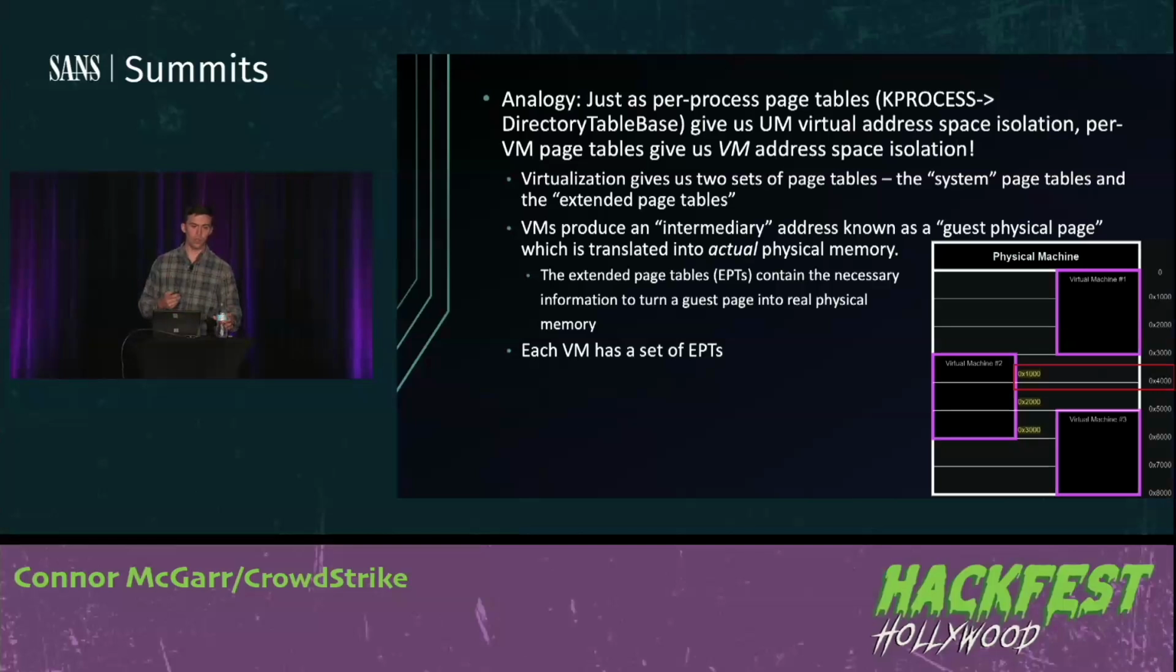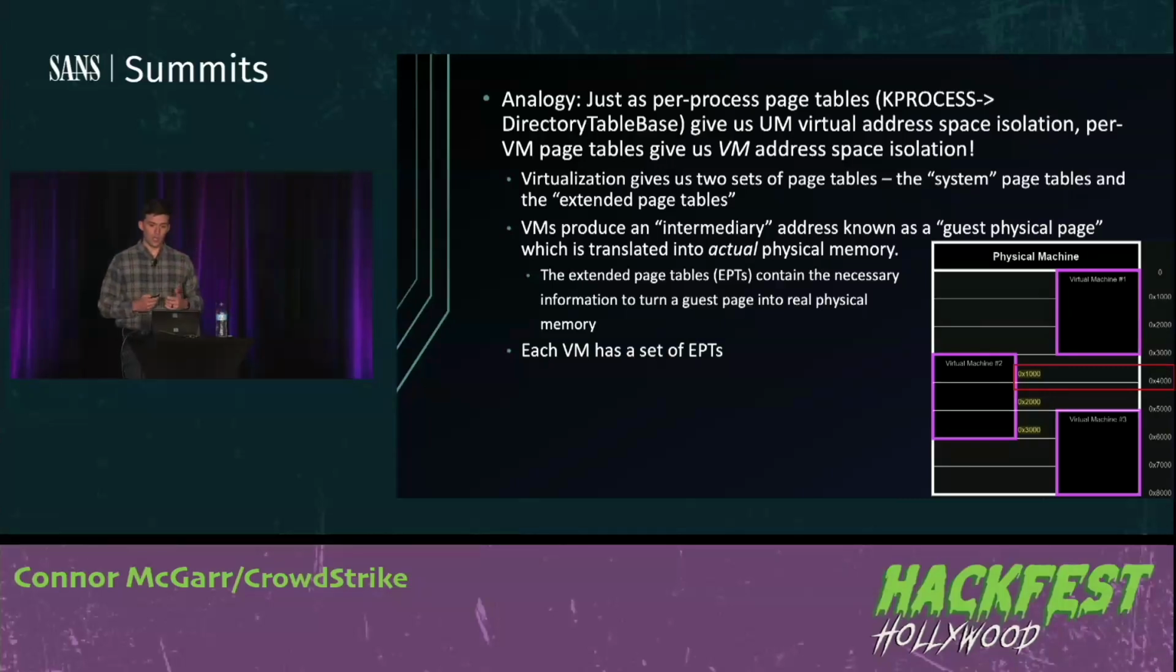So the analogy I'm trying to draw here is that just as we have per process page tables that give us the user mode address space isolation, we now can use per VM page tables, which give us VM address space isolation. And these second set of page tables are known as the extended page tables.